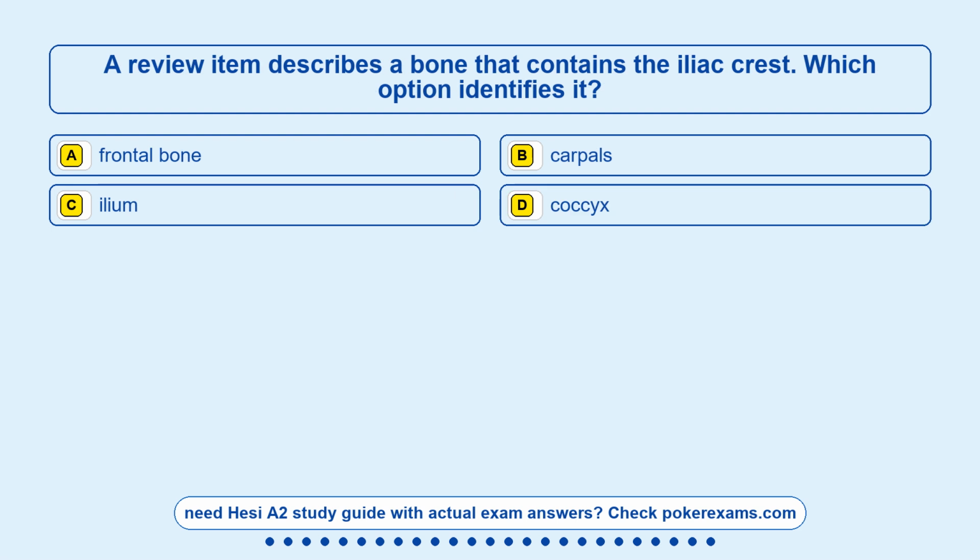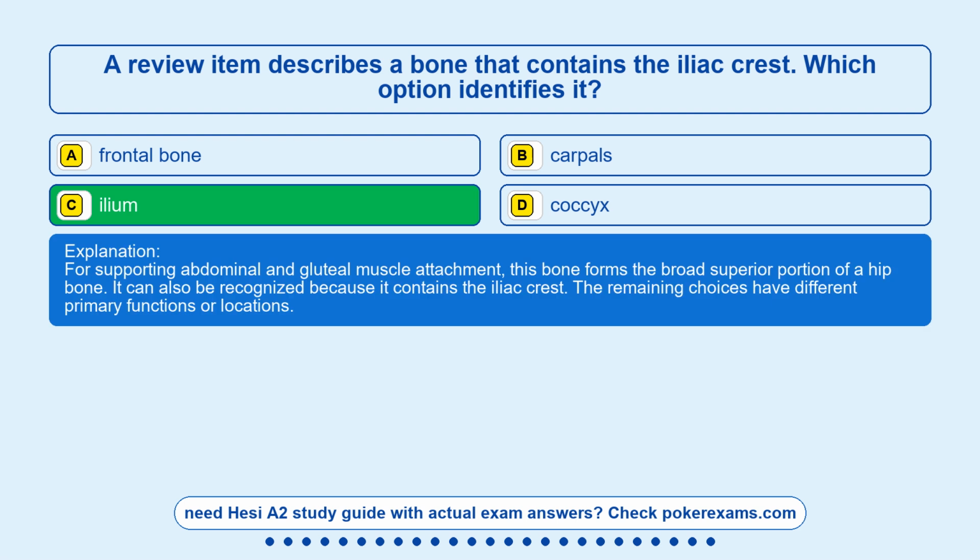Question 10. A review item describes a bone that contains the iliac crest. Which option identifies it? Option A, frontal bone. Option B, carpals. Option C, ilium. Option D, coccyx. The correct answer is option C, ilium. For supporting abdominal and gluteal muscle attachment, this bone forms the broad superior portion of a hip bone. It can also be recognized because it contains the iliac crest. The remaining choices have different primary functions or locations.